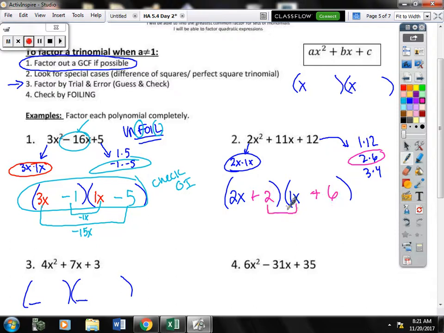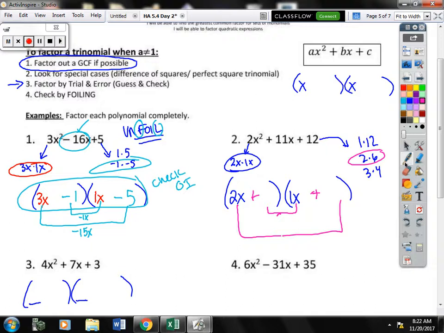Again, I'm checking this by checking the O and the I of foil. So this will get me 2x. 6 times 2 will get me 12x. That's going to get me 14, which is not 11. So this is wrong. So it's up to you whether you want to just switch the 6 and the 2 first and then eliminate that as a pair completely, or if you want to switch it up and go to 3 and 4.